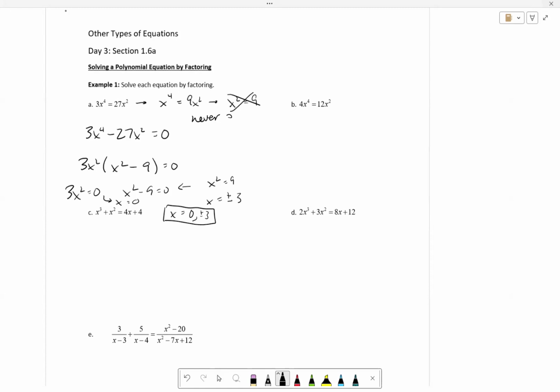I'm going to write this here. Never divide by a variable.